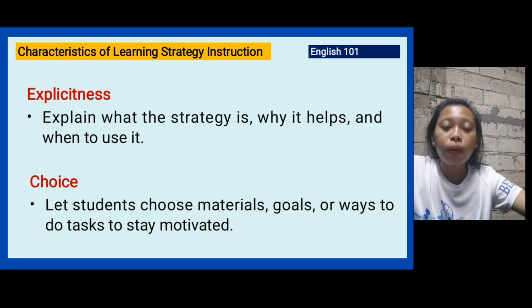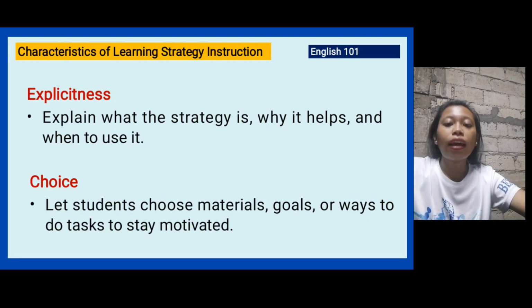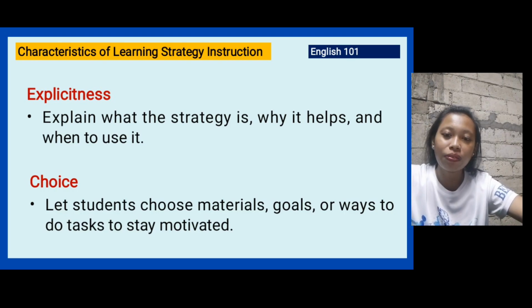explicitness. Explain what the strategy is, why it helps, and when to use it. Here, clearly explain what the strategy is, why it is useful, and when to use it. Example, the teacher tells students you can use highlighting to mark key ideas in a text. This helps you remember important points when reviewing later.